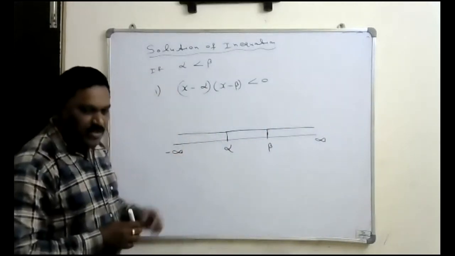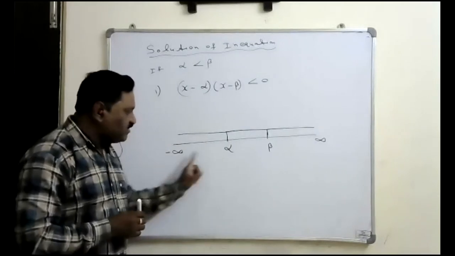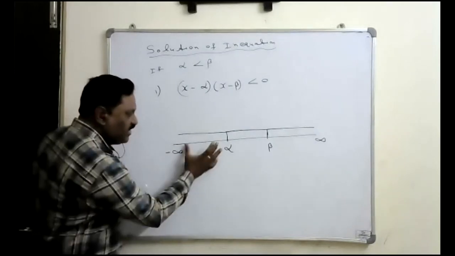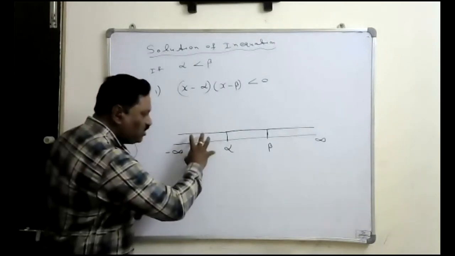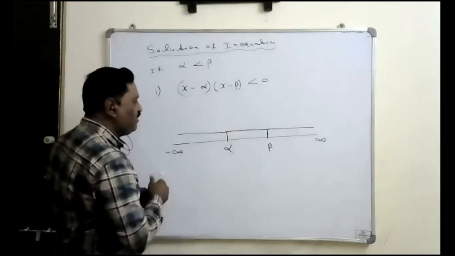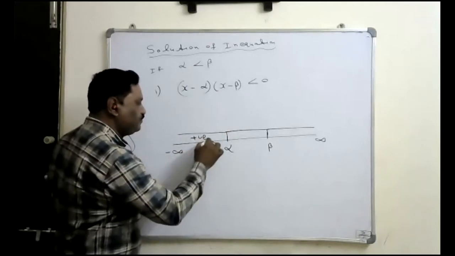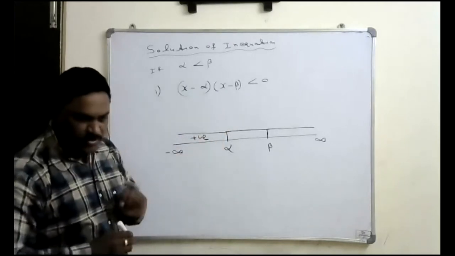That means if I take the x value between minus infinity to the alpha, within this range, if I take the x value, for all these values, that product is giving positive. That product is positive. Okay.